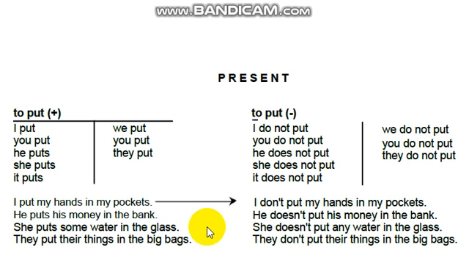He puts some water in the glass. She doesn't put any water in the glass. They put their things in the big bags. They don't put their things in the big bags. So always you gotta pay careful attention. I and they, those are don't, like he, she, it is doesn't. And also when you look at she puts and he puts.